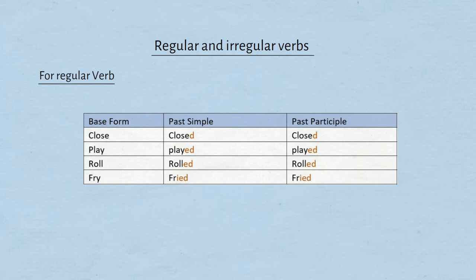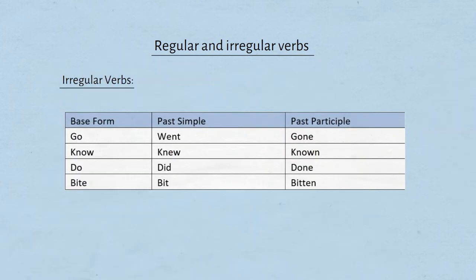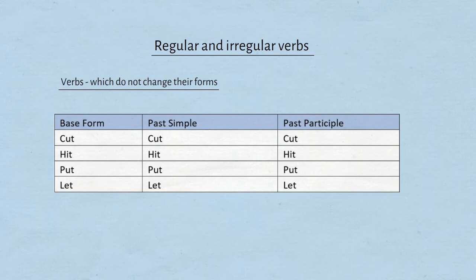Now let's look at some irregular verbs. In these cases, we need to learn the past forms. For example, go, went, gone. Know, knew, known. Do, did, done. Bite, bit, bitten. Additionally, there are some verbs which do not change their forms at all. Cut, cut, cut. Hit, hit, hit. Put, put, put. Let, let, let. As you can see, the base form of cut, hit, put, let remains the same for past simple and for past participle as well.